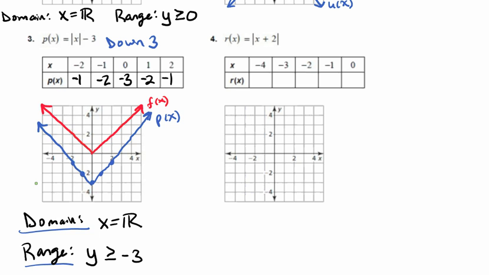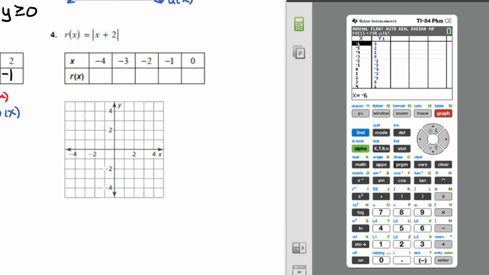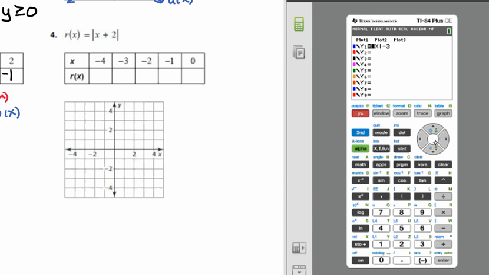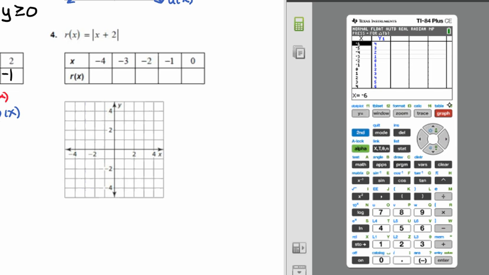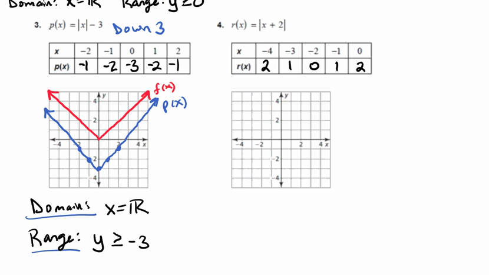Let's go ahead, let's do number 4 together. So we'll go to our y equals and we'll plug in our equation. So our absolute value of x plus 2, and we'll look at our table. So go ahead and push pause and get those values and plug them in, and then push play when you're ready to graph it. So now that we've got our table of values filled out, we can graph our parent function, which is our f of x, and we're ready to graph our r of x.